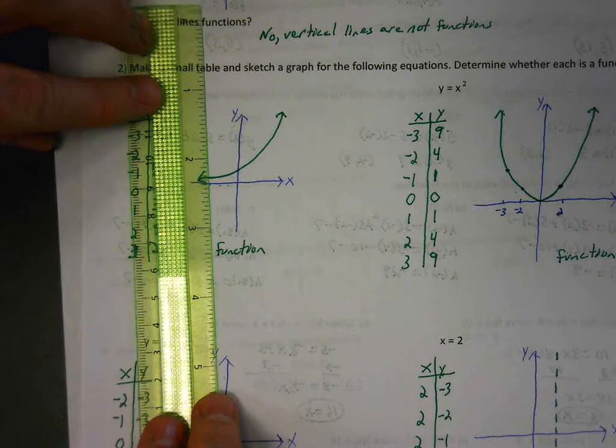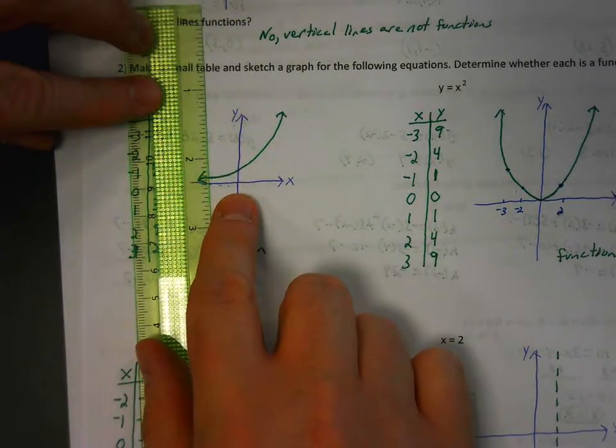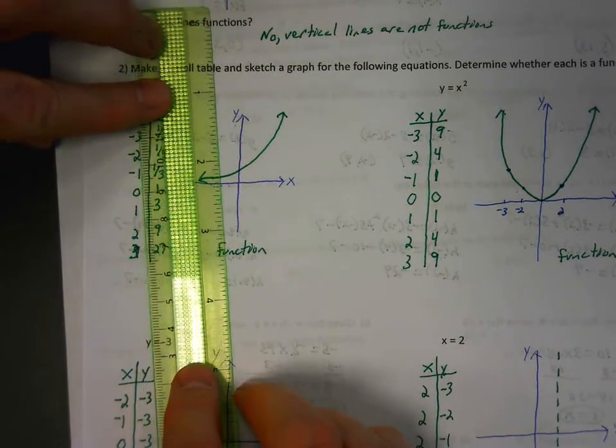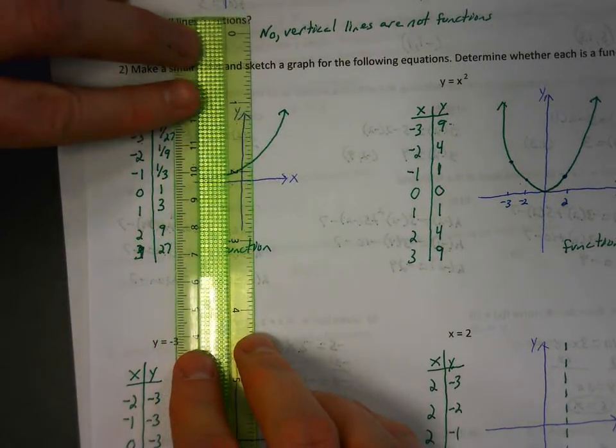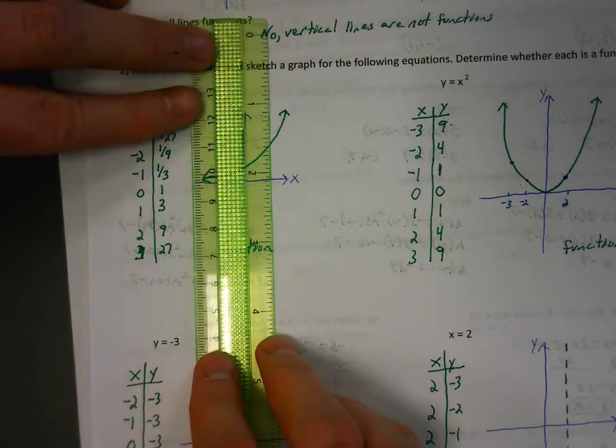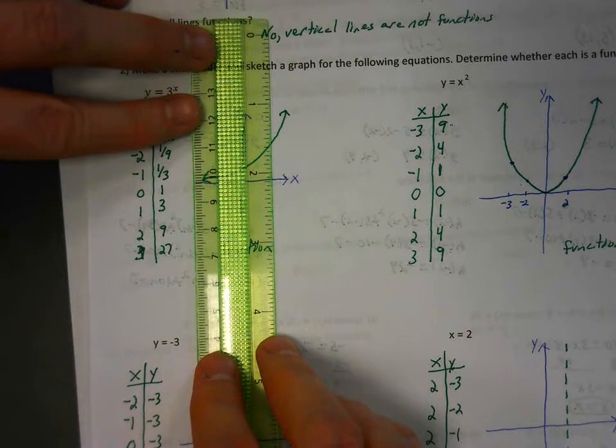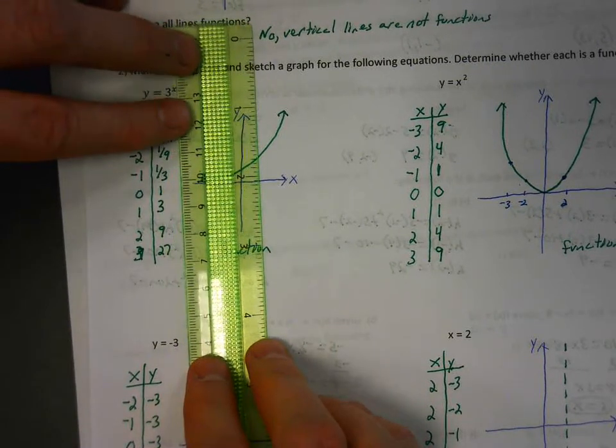As you move across the graph, looking at the exponential, 3 to the x, as you move across, does that side of the ruler ever hit the graph at more than one place? If it does, then we don't have a function. If it only hits at one place at the most, then we do have a function. So this one is a function.